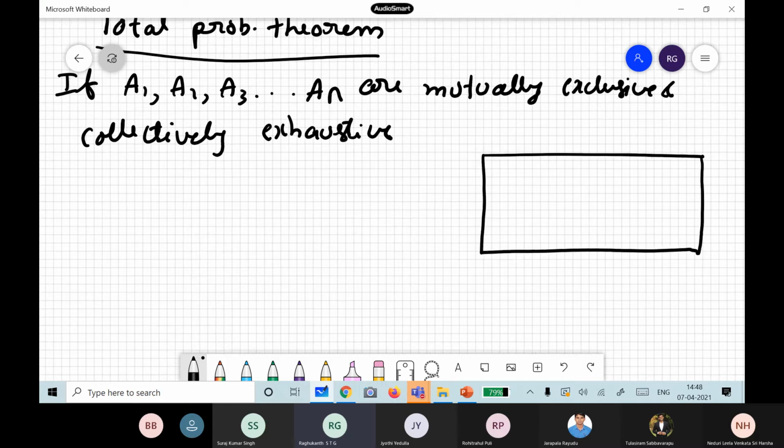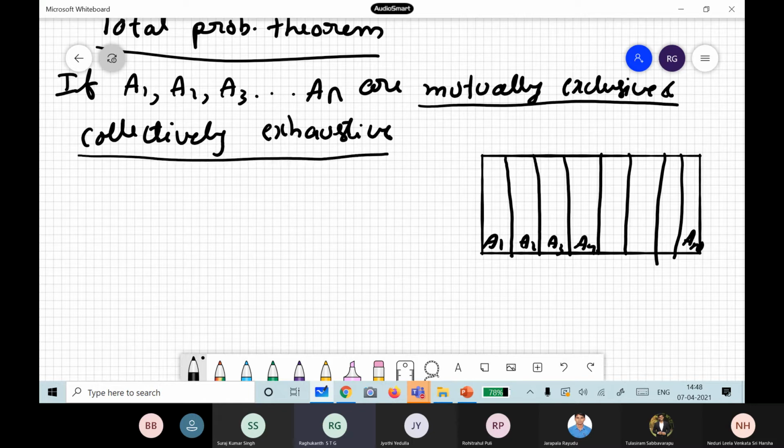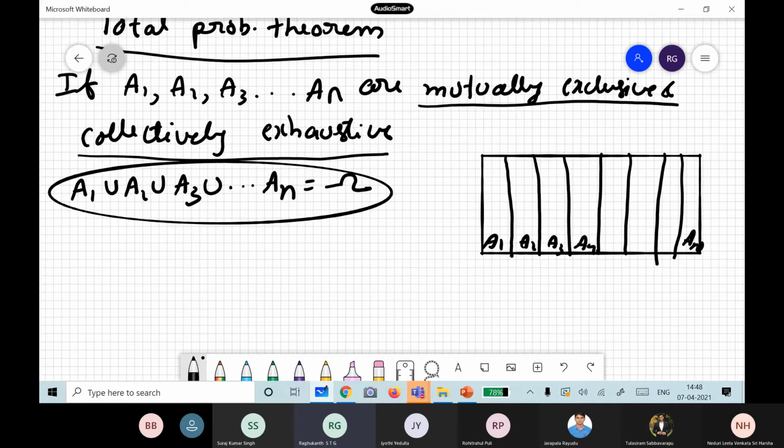So if this is my sample space, I have events like this: A1, A2, A3, A4, like that up to AN. What is the intersection of A1 and A2, or A2 and A3? There is nothing common among them, so they are mutually exclusive. Now collectively exhaustive means that if I add all these things, A1 union A2 union and so on, I should get back the sample space.